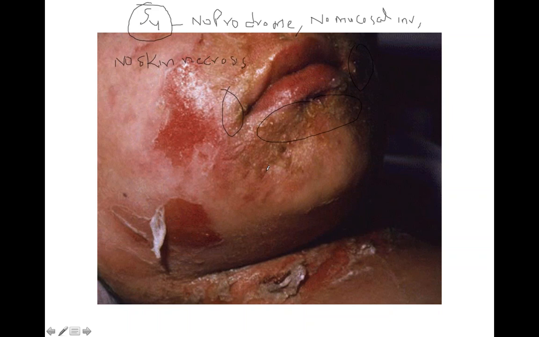So the next step is we admit the patient in the burns unit, and we give intravenous antibiotics: vancomycin, tigecycline, daptomycin, quinupristin-dalfopristin, linezolid. These are all anti-staph antibiotics. In toxic epidermal necrolysis and Stevens-Johnson syndrome, we do not give antibiotics, but here we are giving antibiotics. This is how we differentiate. Perioral crusting, no prodrome, no mucosal involvement, no skin necrosis. Clear? Any questions?